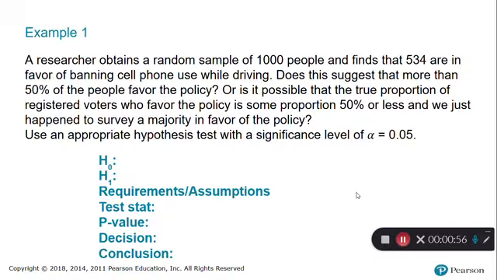The blue letters we can see here are all the things that we have to do when hypothesis testing. First, we're going to define H0 and H1. Then we're going to list out some requirements and assumptions. Then we're going to find the test statistic and the p-value. And at the end, we'll make a decision and a conclusion. If you're taking notes, you should be writing down this list, because this list is what we're going to be using for the rest of this unit. We're going to do this list over and over and over again.